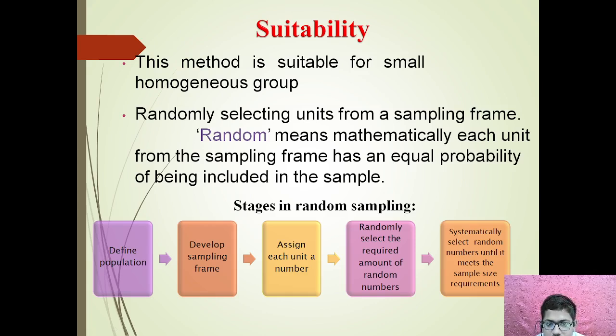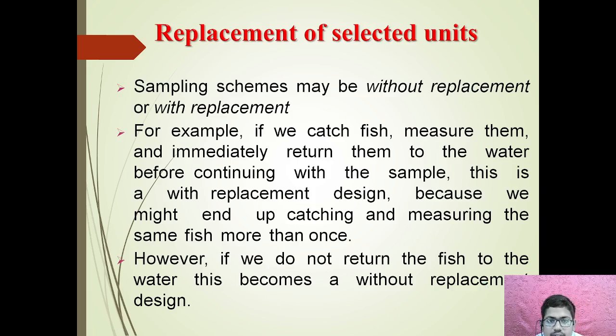Randomly selecting from a sampling frame. Random means mathematically each unit from the sample has an equal probability of being included in the sample. Stages in random sampling: define the population, develop the sampling frame, assign each unit a number, randomly select the required amount of random numbers, then systematically select random numbers until it meets the sample size requirement. Then replacement of the selected units. Sampling schemes may be without replacement or with replacement.